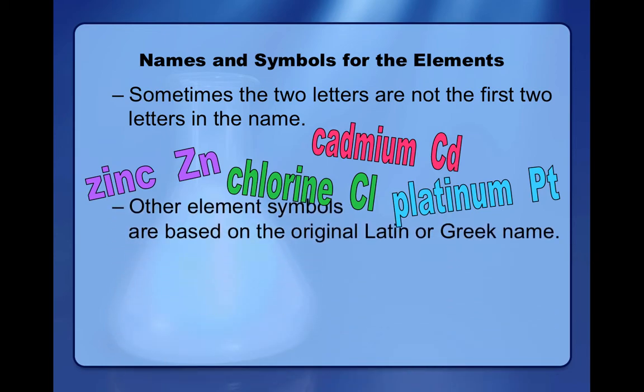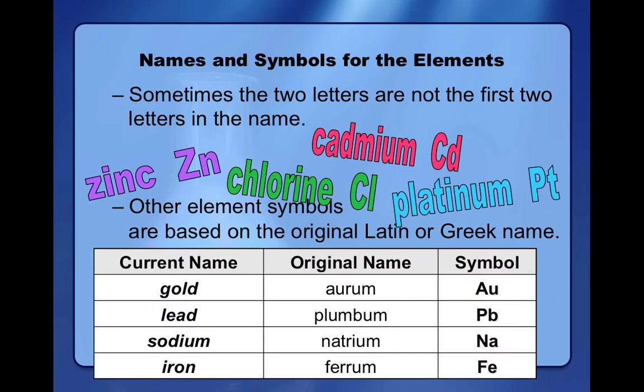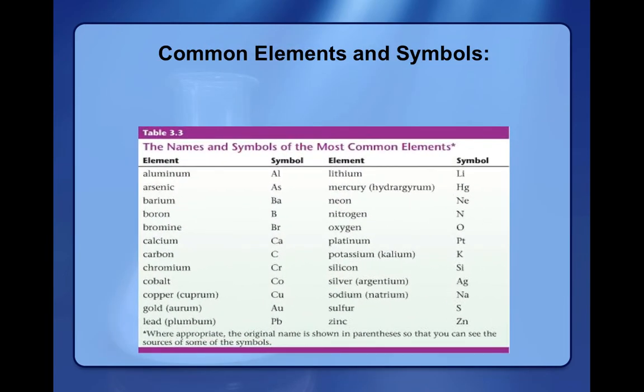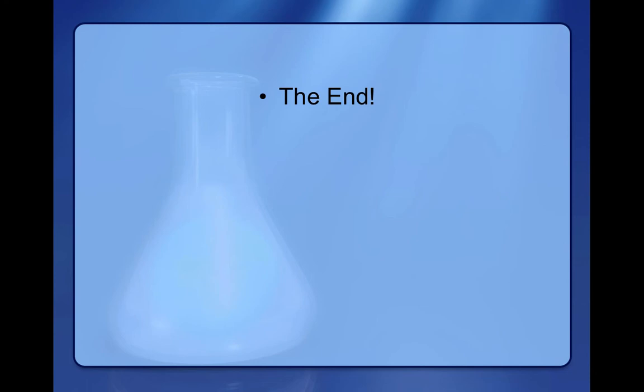Other element symbols are based on the original Latin or Greek name. We already saw gold is aurum, Au, lead plumbum, which is Pb. You can see the word plumber there. It has to do with lead, and pipes used to be lead. Sodium is natrium, that's Na, iron, ferrum, Fe. Here's a table of names and symbols of some common elements. The end.